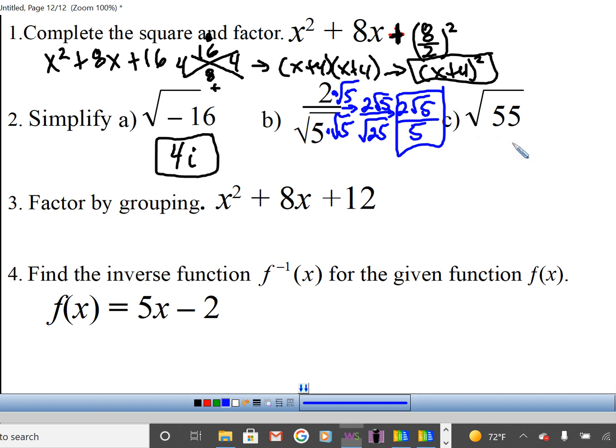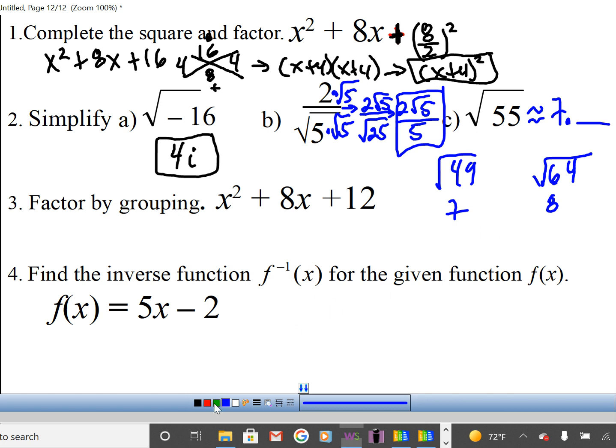Part C. We can't take the square root of 55 exactly because we're going to get a decimal. But we can take the square root of a number right before 55. What number below 55 can we take the square root of? 49, yes. How about above 55? 64. So square root of 49 is 7. Square root of 64 is 8. So this one's going to be between 7 and 8, yes? So this is going to be approximately 7 point something.